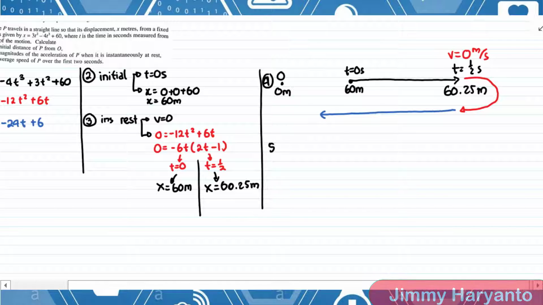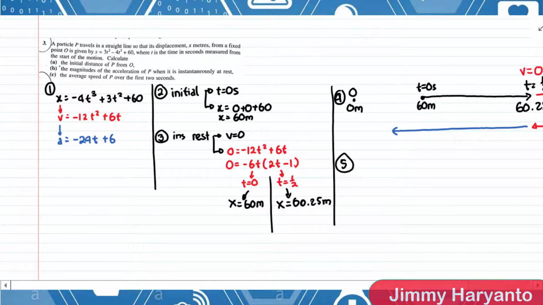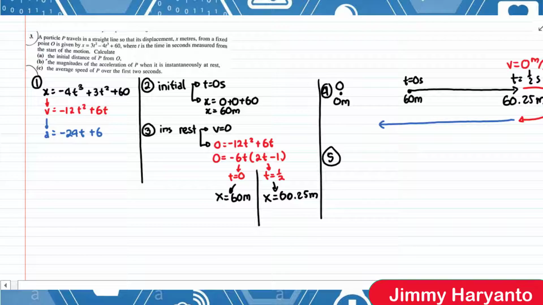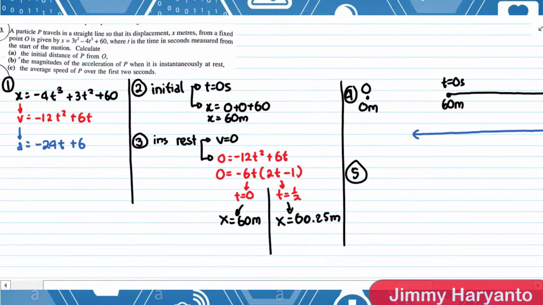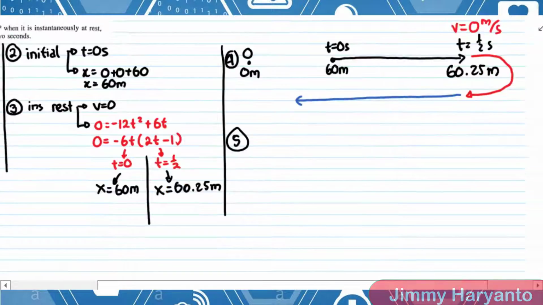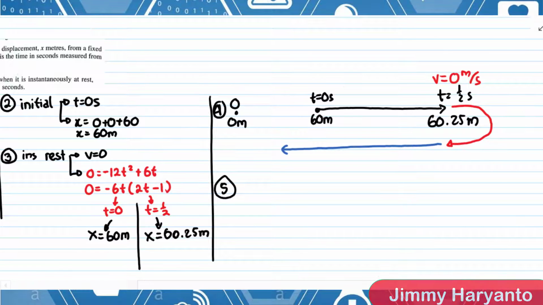Next is to answer the questions. To answer the questions, we have to find the initial distance of P from O. Initial distance means the first position. The distance of the first position from O will be 60 meters. So the answer for letter A is 60 meters.